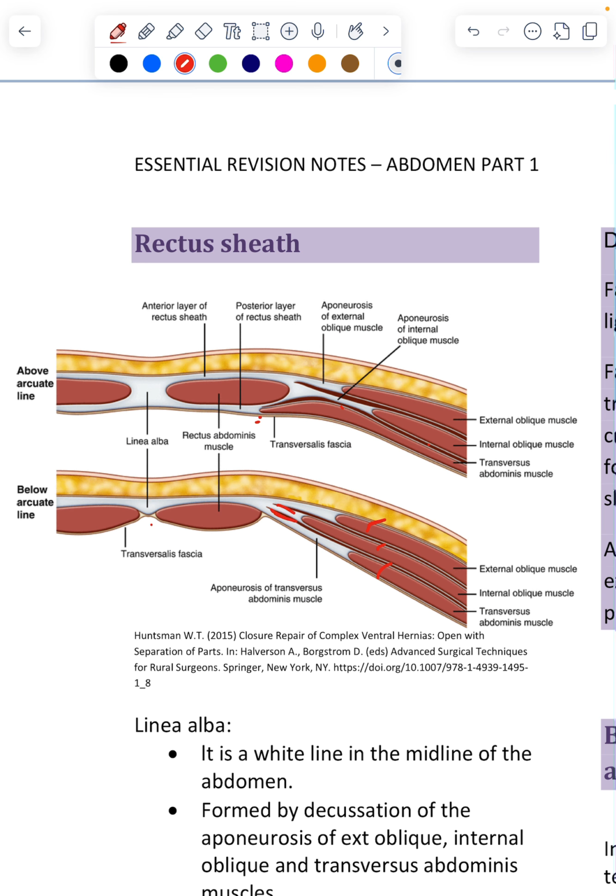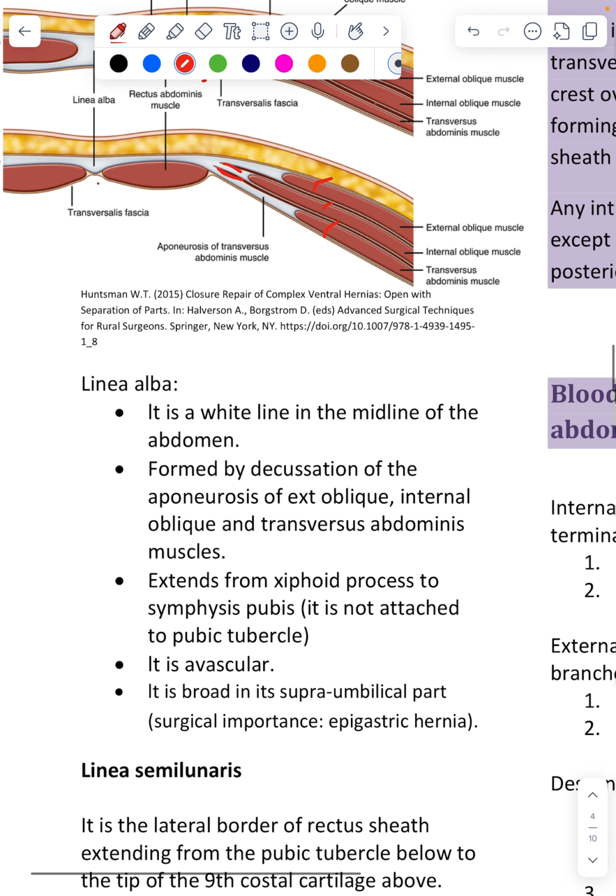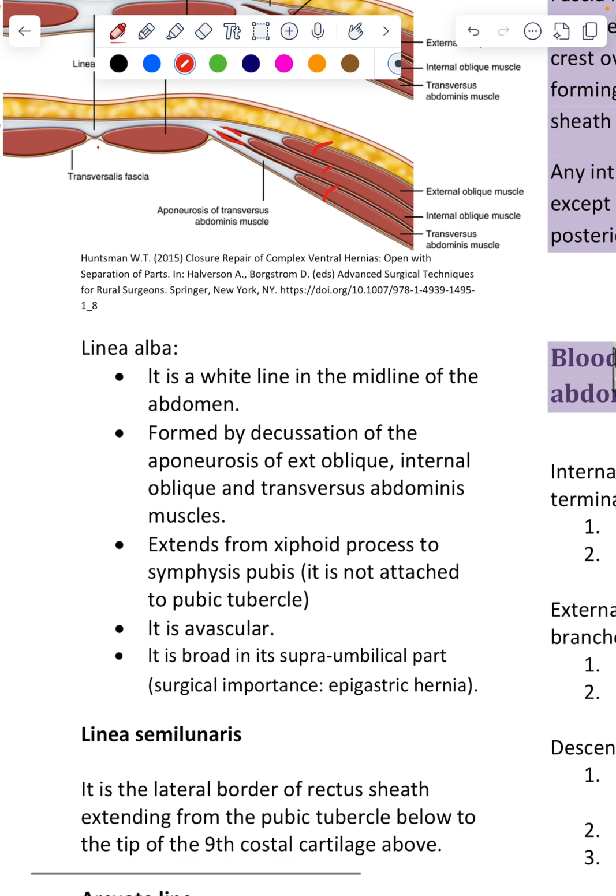So there is deficiency. Linea alba is a white line in the midline formed by decussation of the aponeurosis of external and internal oblique. It extends from the xiphoid process to the symphysis, and it is avascular.